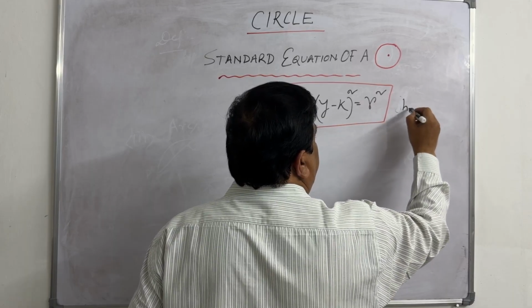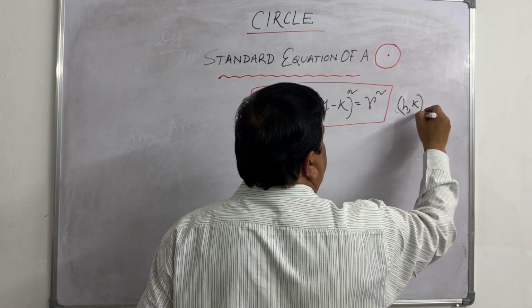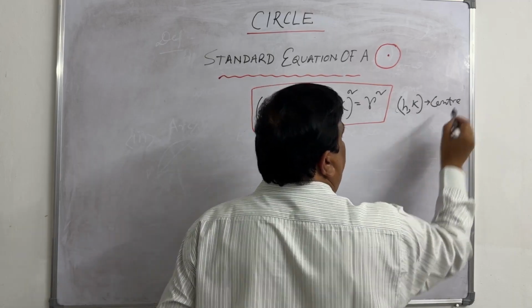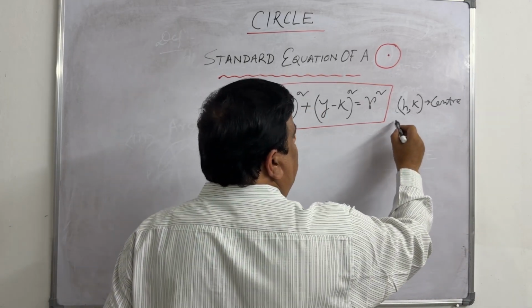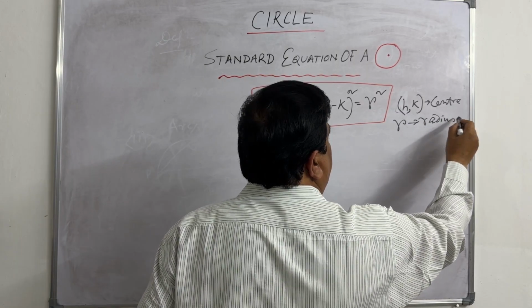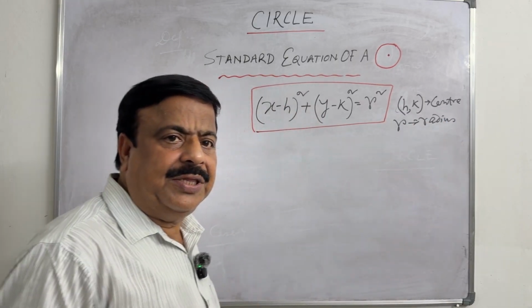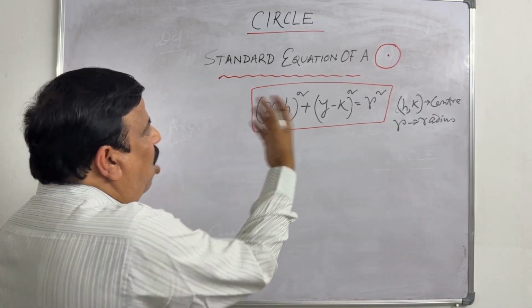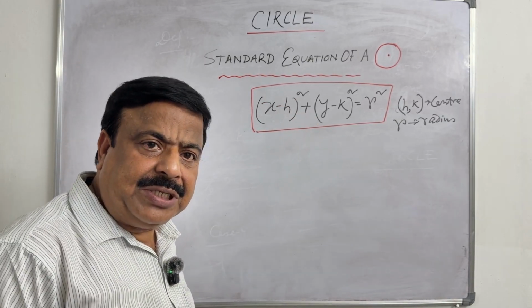Here h, k is the coordinate of the center of the circle, and what is r? This is the radius of the circle. Radius means in Hindi trijya. Okay, so how can we derive this equation?